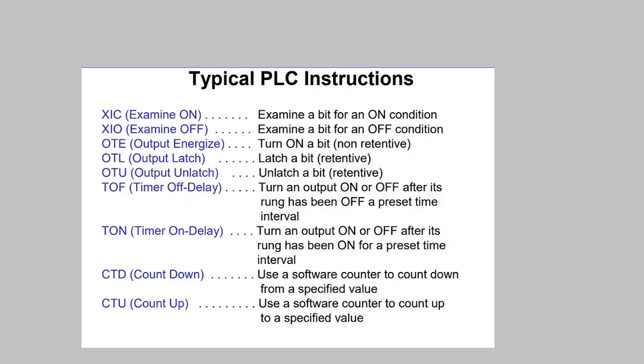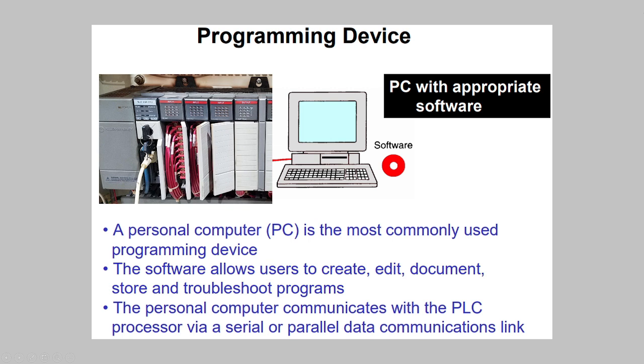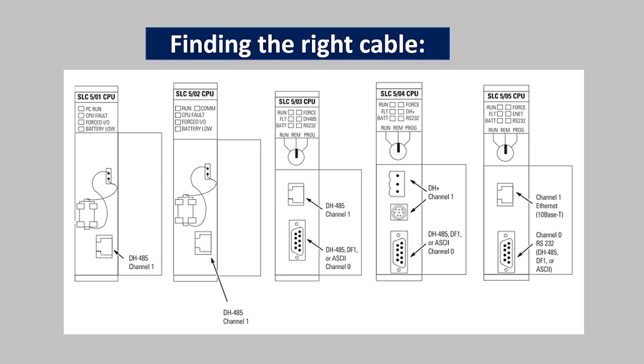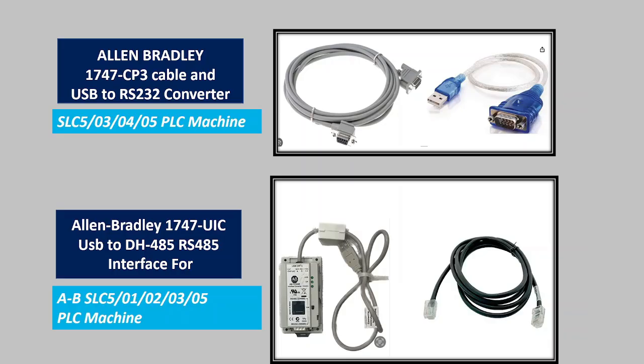Next, what are the basic typical PLC instructions? The next is, what is a programming device of a PLC? A personal computer is the most commonly used programming device. These are the SLC 500 series of the PLC and their communication. Next is finding the right cable for the SLC 500 series. This is the Allen Bradley 1747-CP3 cable.